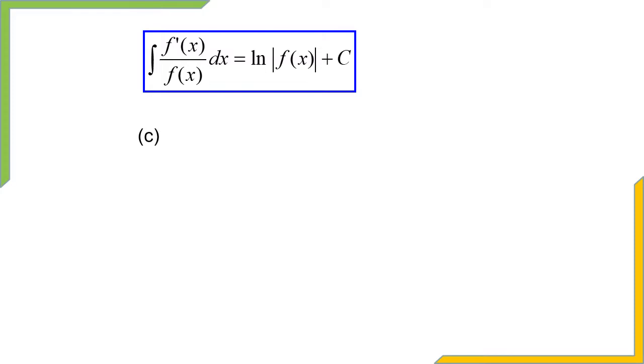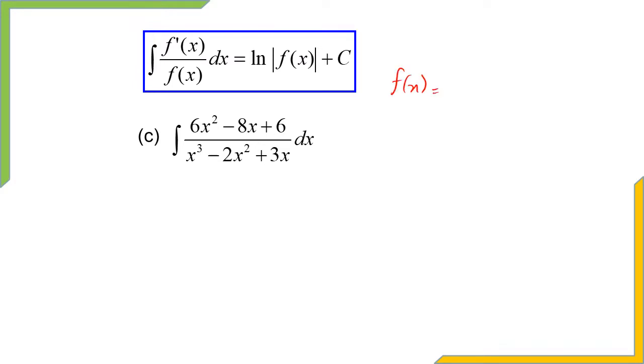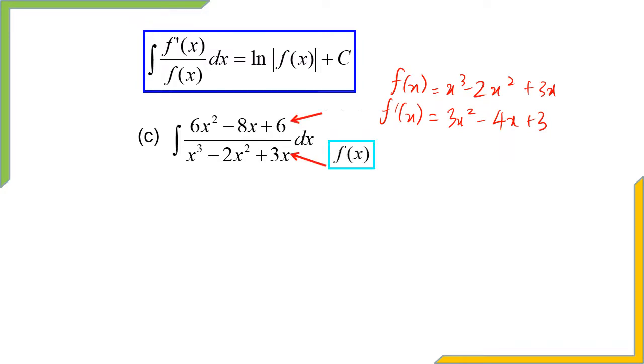Okay, next question, C. We have 6x squared minus 8x plus 6 all over x cubed minus 2x squared plus 3x, and then we integrate with respect to x. So, what is our f(x)? Write down our f(x). f(x) is equal to x cubed minus 2x squared plus 3x. So, f prime x, the numerator should be in the form of 3x squared minus 4x plus 3. But what do we have here? We have 6x squared minus 8x plus 6. So how do we modify this?